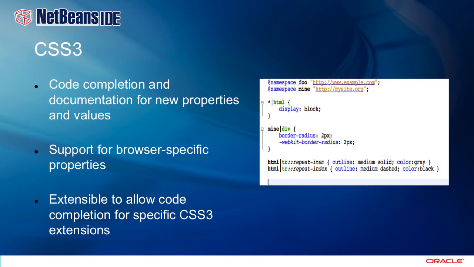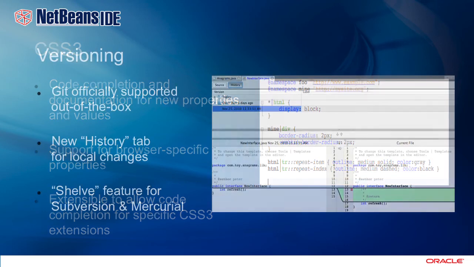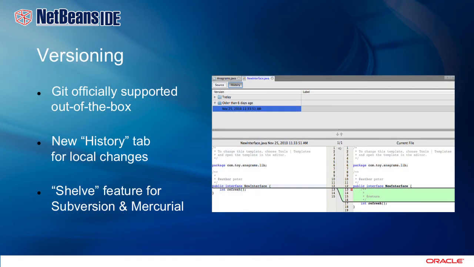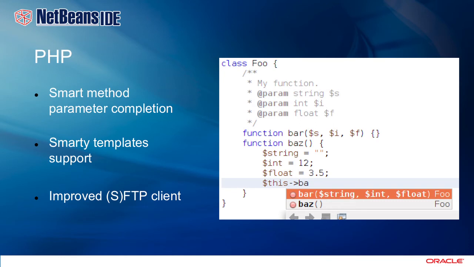The NetBeans CSS editor now includes several new enhancements for CSS3, including new syntax support, code completion, and code navigation. In addition to support for Git now being bundled with the IDE, the new Local History tab in all editor documents lets you easily switch between the source code and the changes made to individual files. The NetBeans PHP's lightweight yet powerful editor now has even smarter code completion, more templates, and improved FTP client support.